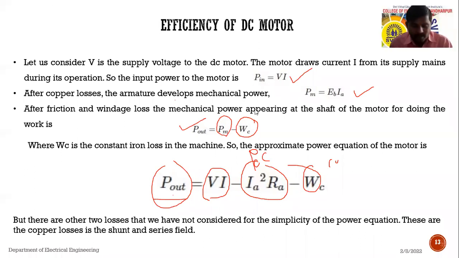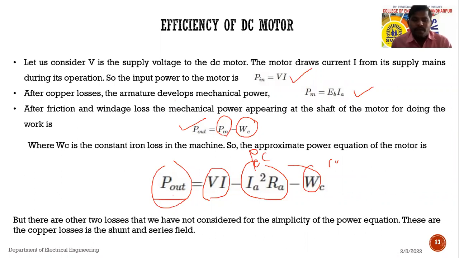See the approximate power equation we got. Output power is equal to input power minus losses. So P out is the output power we can get at the shaft of the machine. Input power is nothing but V into I, the supply voltage and the supply current. After that we calculated the copper losses, that is I square R, and Wc is nothing but the constant losses.